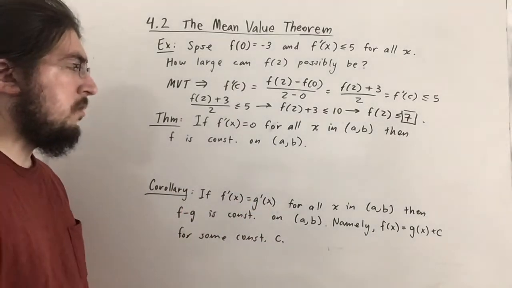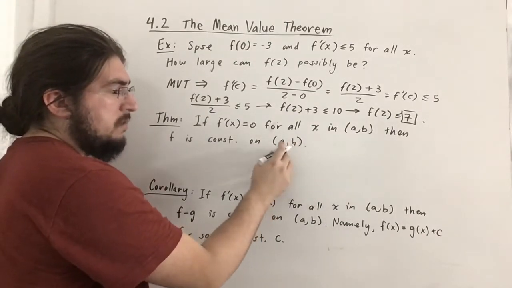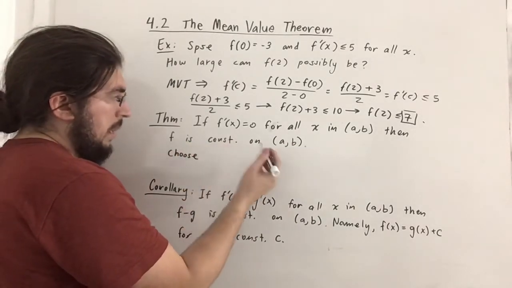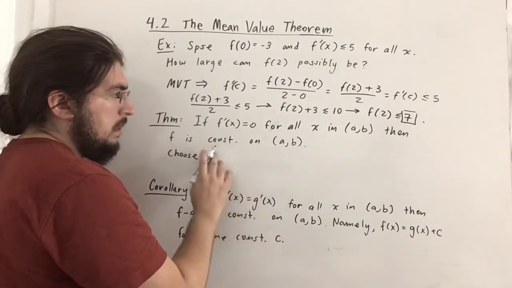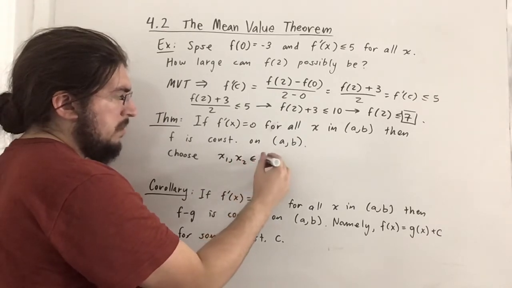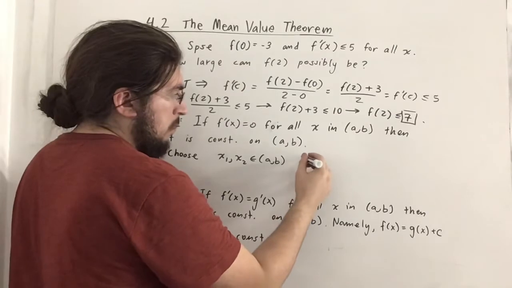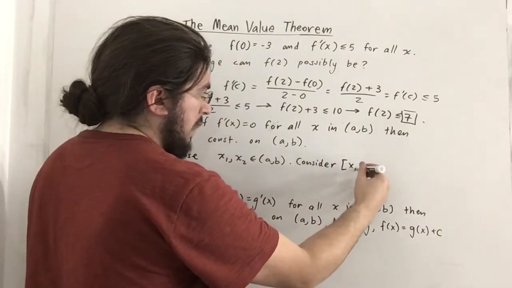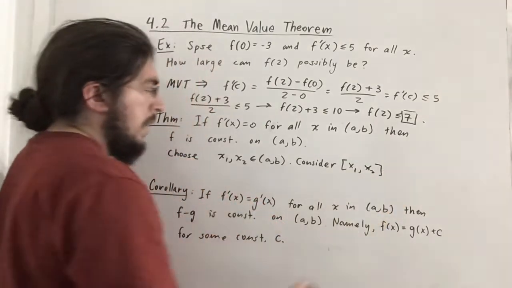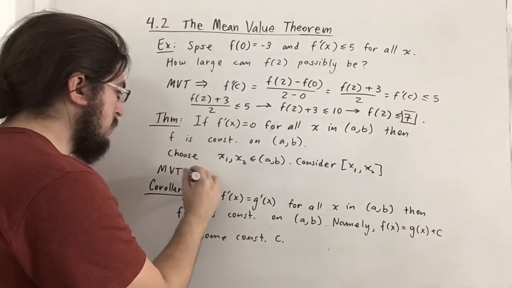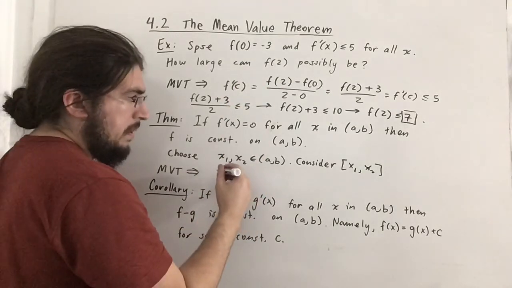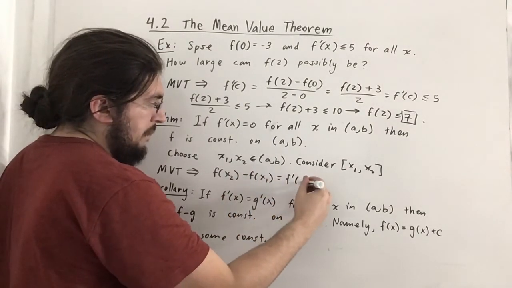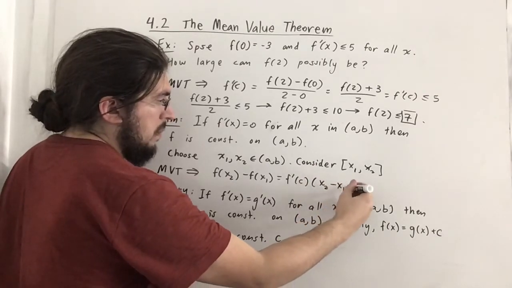But how you can prove this by mean value theorem is you can actually pick any x values in between a and b. So namely, you can say x1 and x2 that are in the interval a to b. So we're going to be considering the closed interval x1, x2. And my mean value theorem, and I'll use the non-fraction version so I don't spend too much space here, is going to say that f of x2 minus f of x1 is equal to f prime of c times x2 minus x1. Okay?